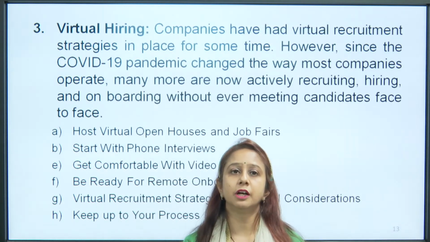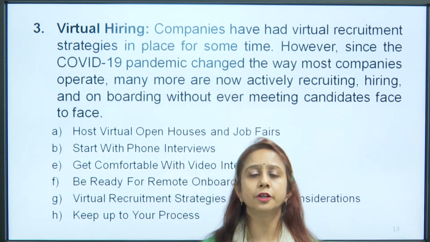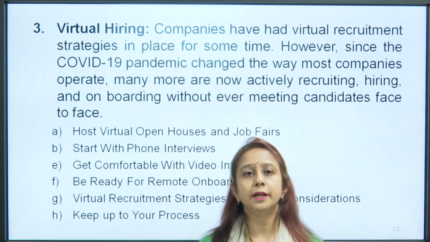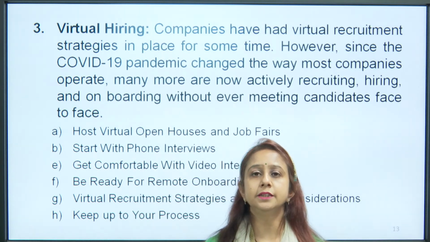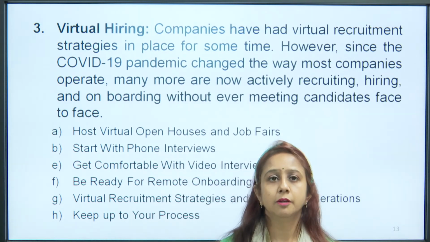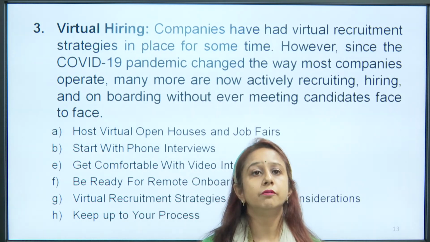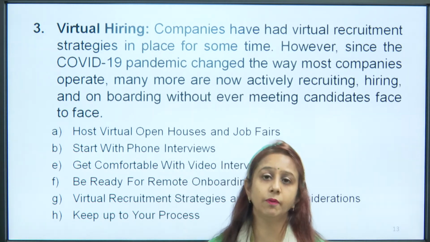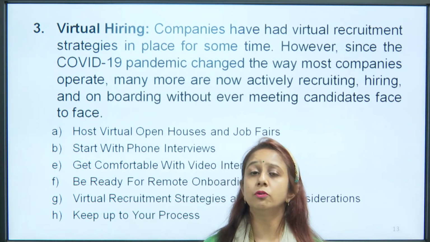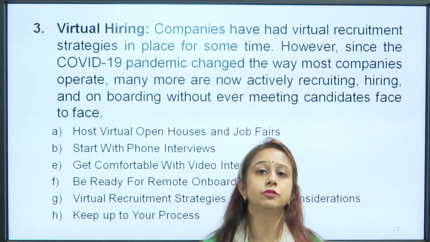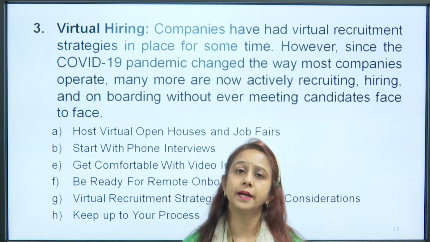Now, we have the third one, that is virtual hiring. Companies have had virtual recruitment strategies in place for some time. However, since the COVID-19 pandemic changed the way most companies operate, many more are now running a virtual hiring process. Once we are facing this pandemic era where no one is able to meet face to face, recruitment is nowadays being done by virtual hiring.